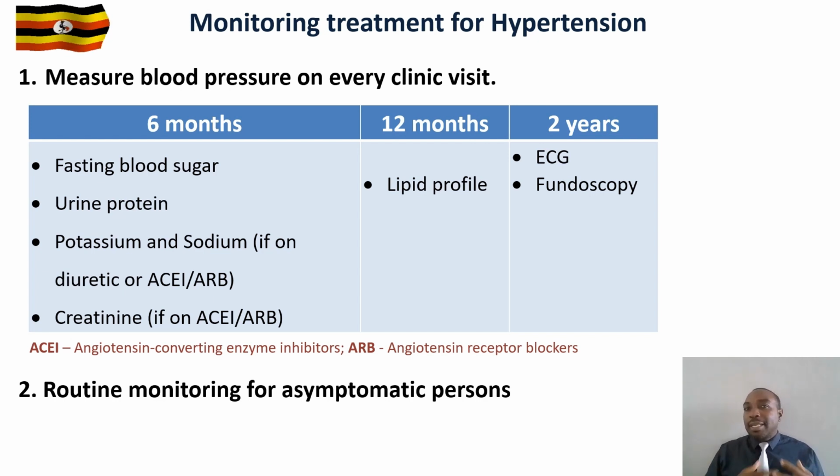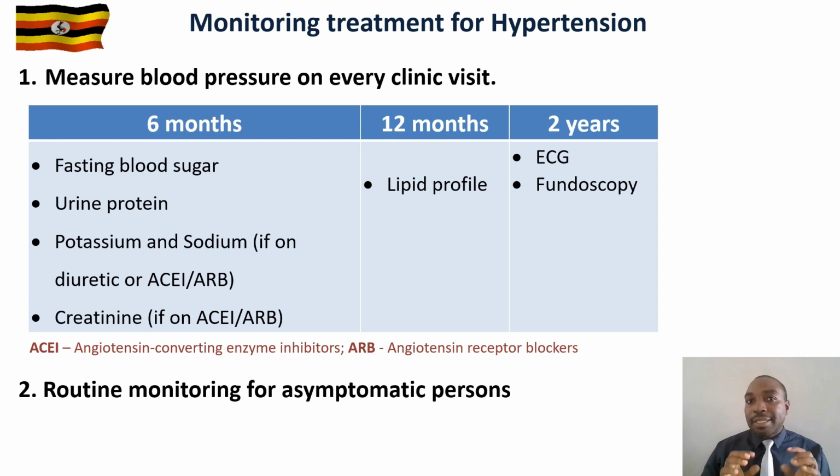Every 2 years, check the heart, do an ECG, electrocardiogram, and also do fundoscopy. Use an ophthalmoscope, look at the retina in the eye, look at those tiny blood vessels in the retina to see if they've been damaged by the high blood pressure. And again, we keep routine monitoring. For anyone with no symptoms, we have to keep monitoring, check their blood pressure to make sure it is controlled.